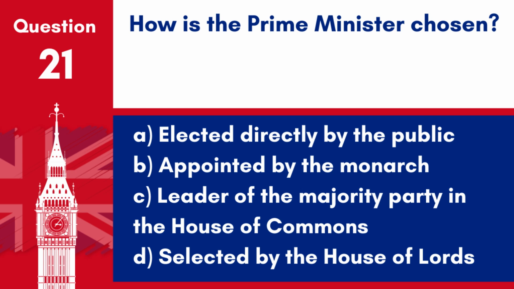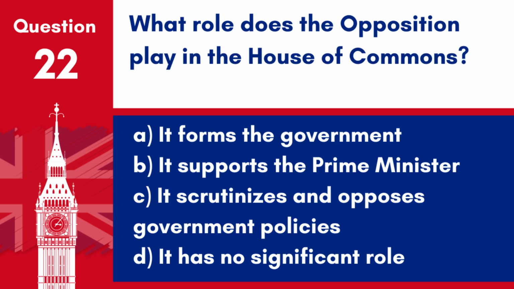A. Elected directly by the public. B. Appointed by the monarch. C. Leader of the majority party in the House of Commons. D. Selected by the House of Lords. Answer: C. Leader of the majority party in the House of Commons. The Prime Minister is usually the leader of the majority party in the House of Commons and is formally appointed by the monarch. Question 22.